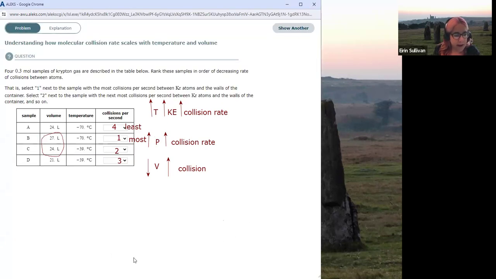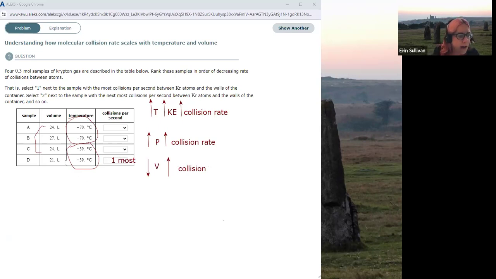So again, it's like picking out what is the same, what is different. Looking at these, I've got two where I've got the same temperature, which is these ones, and these two have the same temperature as well, and then I've got two with the same volume here. What is going to have the smallest volume would be this one, and that's also at the highest temperature. So the smallest volume and the highest temperature should have the most collisions.